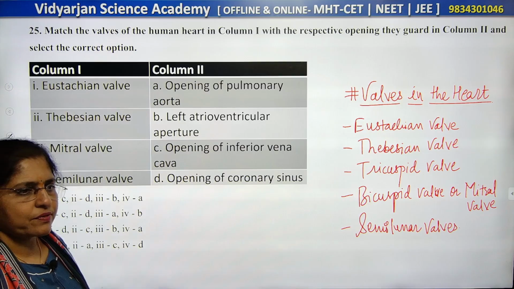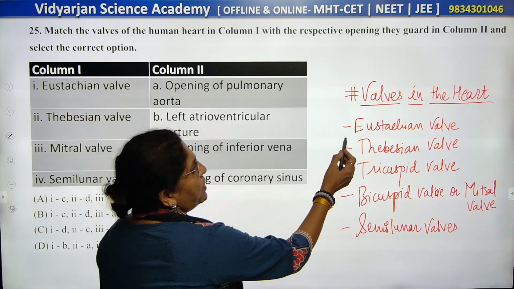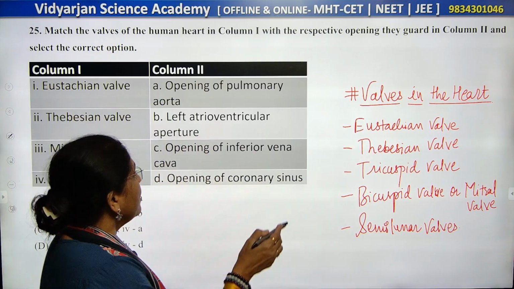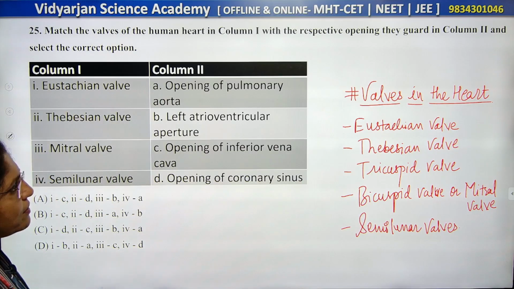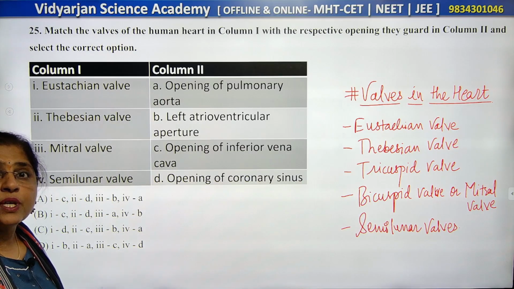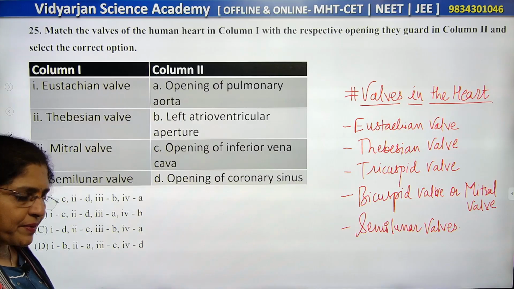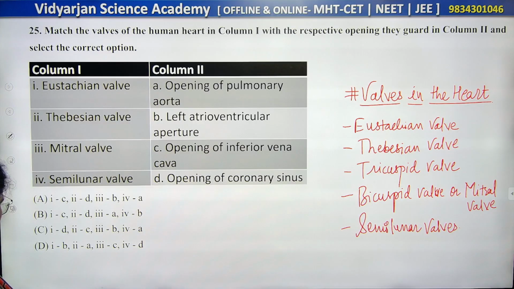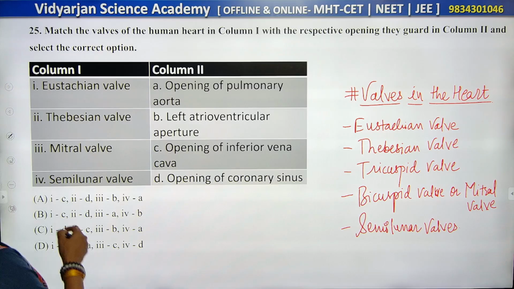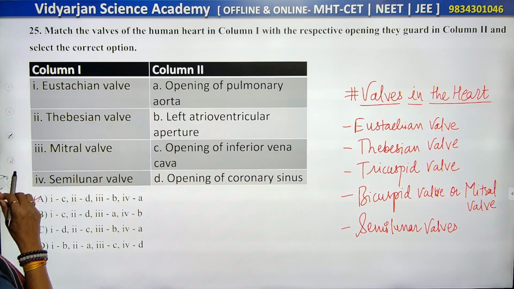How many valves we have? Number 1 is Eustachian valve. Where is the presence of Eustachian valve? Where is the presence of Thebesian valve? Where is tricuspid? Where is bicuspid? And semilunar valves. Okay, so you should be able to give the answer very perfectly. So what should be your answer? A is the correct answer.